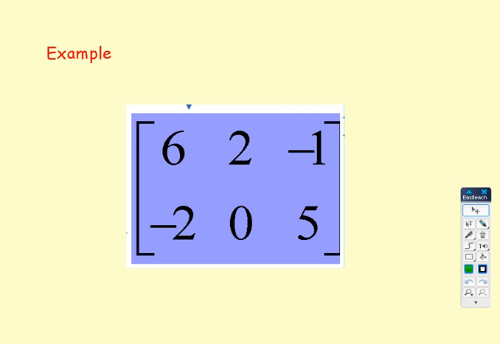Here's an example of a matrix. You see rows: 6, 2, -1 is a row, -2, 0, 5 is a row, and then you've got columns: 6, -2; 2, 0; -1, 5. This matrix is considered a 2 by 3 matrix, the number of rows by the number of columns.